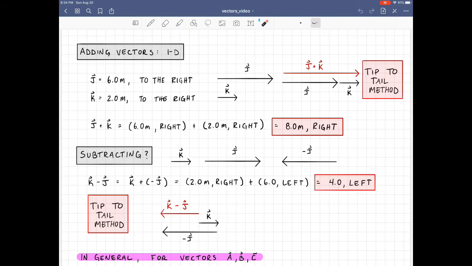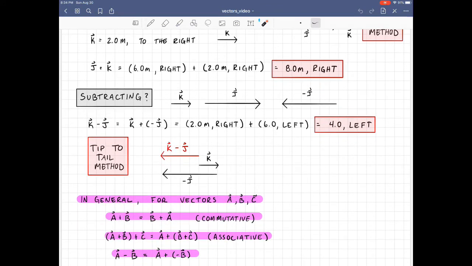Now, related to addition, what about subtracting vectors? So again, I've still got my j and k vectors, but I want to investigate k minus j. Well, minus a vector, so here's my j vector, minus j is the same length as j, but it's pointing in the opposite direction. All right, so I've got k minus j. It turns out that k minus j is the same thing as k plus negative j. So that would be k plus negative j.